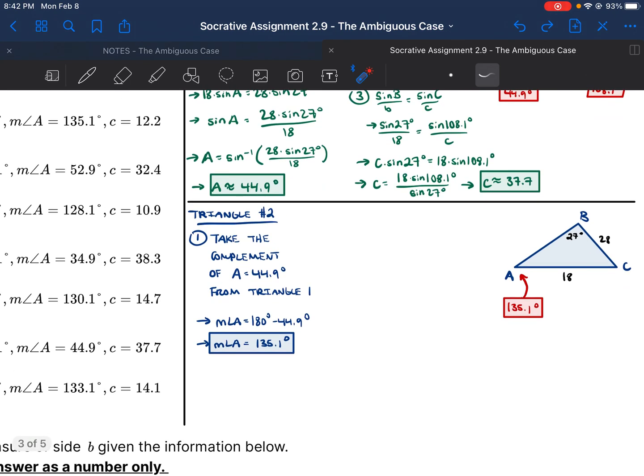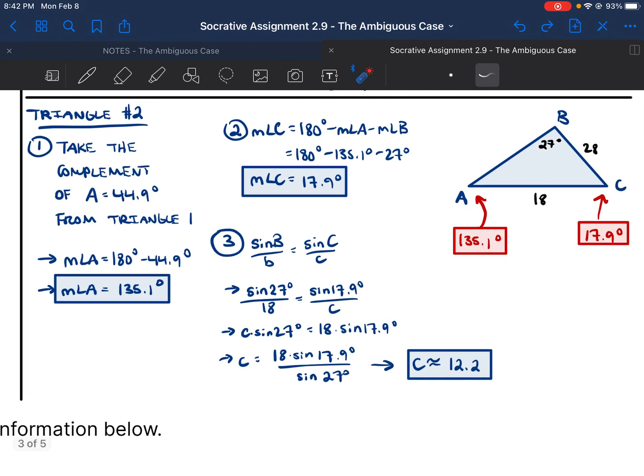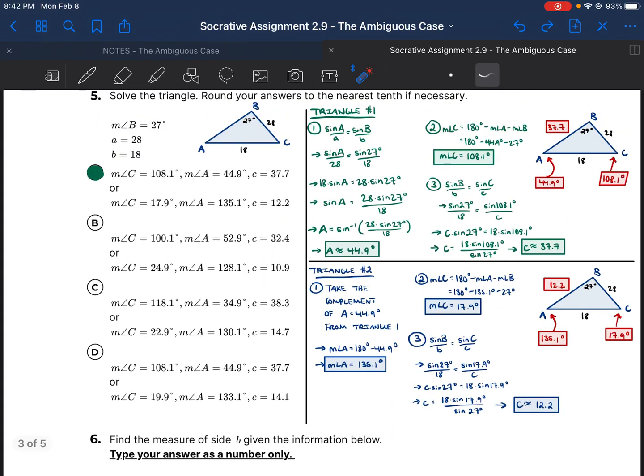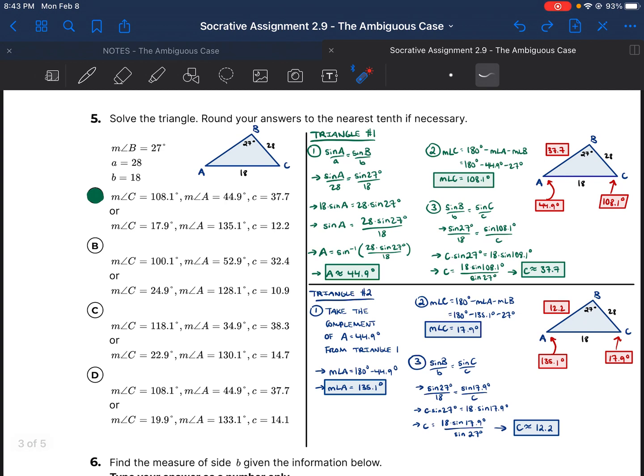And once we have the new angle A, well, the new angle A and the angle B that we had to begin with, we can use those to find the new angle C. So 180 degrees minus those two angles gets us 17.9 degrees. And then lastly, all that's left to find is the new side C. We set up another equation using the law of sines, and we get that C is equal to about 12.2. Right? So going over to our answer choices, that puts us right here. So that's a really good example of how you would use the law of sines to solve a problem that has two triangle solutions.